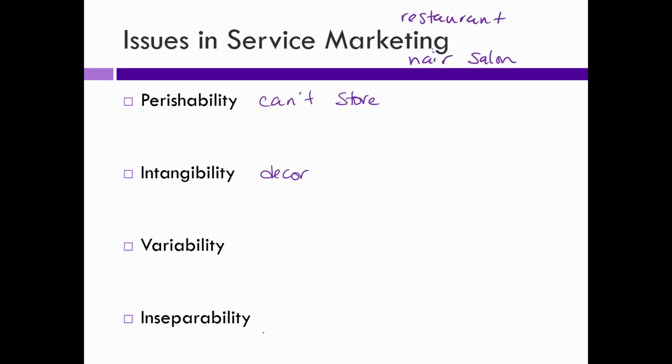Variability is the other problem. Think about a restaurant, the service, and this kind of goes along too with the inseparability. So you can't separate the product from the providers, let's say. If you go into a restaurant and you have a horrible waitress, it's really hard to separate the waitress herself and the service you got from the restaurant, even though it could have just been one person. Maybe it's a great restaurant and you just hit the bad server.